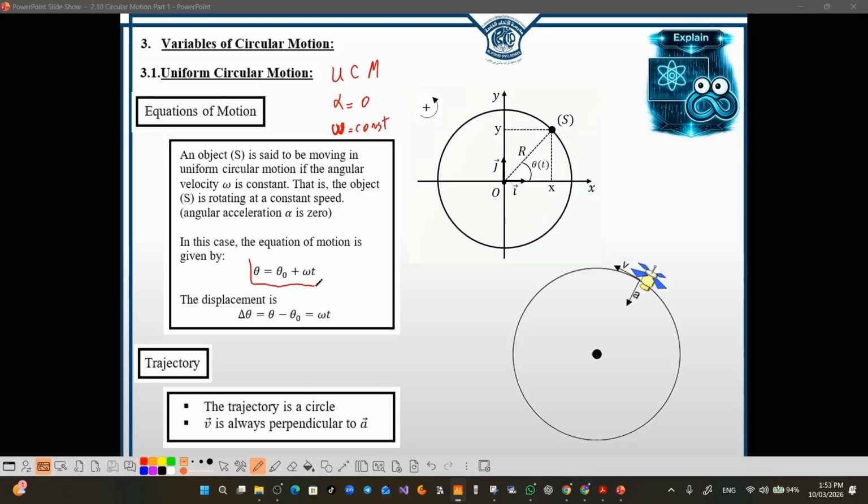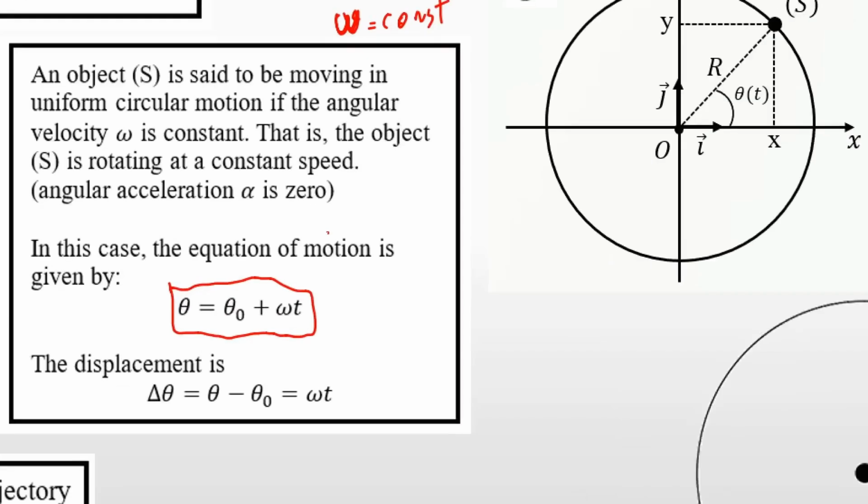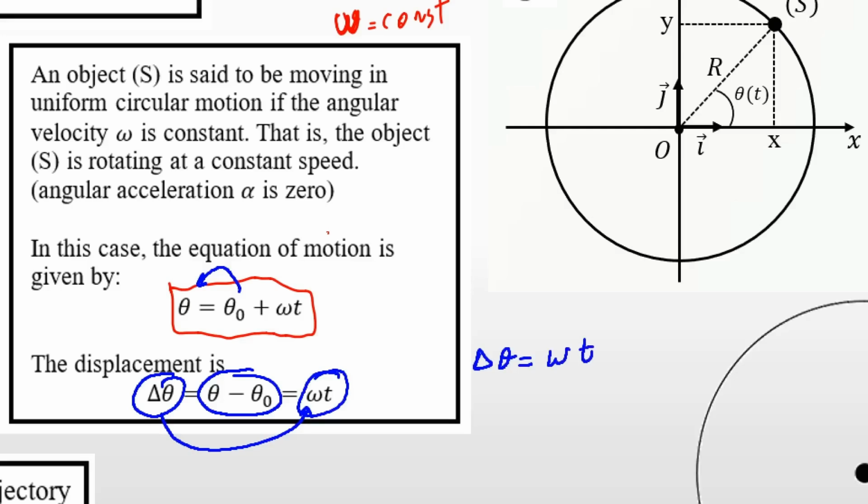And there is only one equation that helps us to describe the situation: theta is equal to theta 0 plus omega t. Now we know that if we move theta 0 to the other hand side, we get theta minus theta 0, which is delta theta, and it's equal to omega t. So we can write directly delta theta, the angular displacement, as omega t. So this represents the angular displacement.